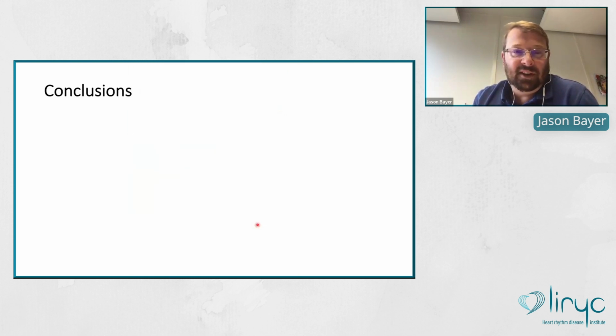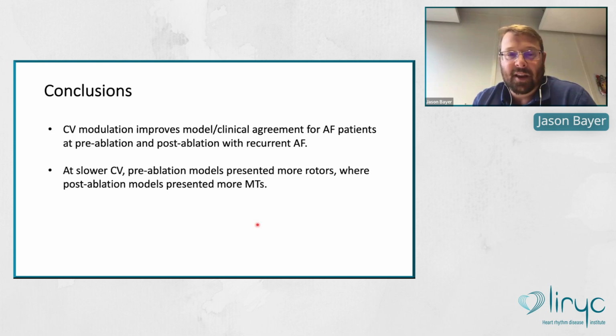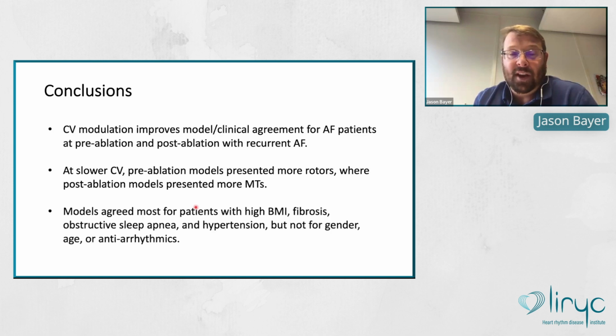So what they conclude is that CV modulation improves the model/clinical agreement for AF patients at pre-ablation and post-ablation with recurrent AF. At slower conduction velocities, pre-ablation models presented more rotors, whereas post-ablation models presented more macro-reentrant tachycardias. And models agreed most for patients with high BMI, fibrosis, obstructive sleep apnea, hypertension, but not for gender, age, and anti-arrhythmic drugs.